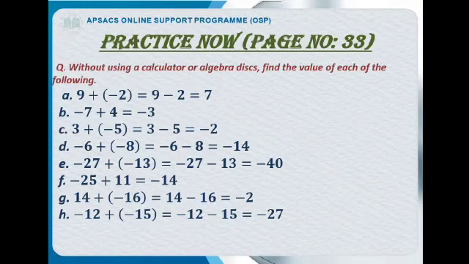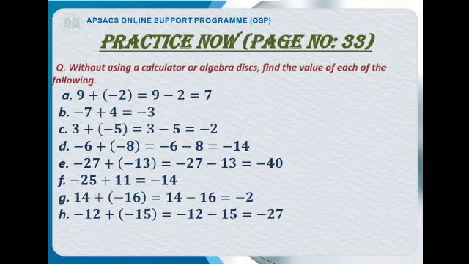Okay students, now we move forward to the practice now, which is on page number 33 of your book. The question is, without using any calculator or algebra disk, find the value of each of the following. These are the parts from A to H. So we have to simplify, or solve, or find the value. So A, 9 plus minus 2 is equal to what? First of all, we have to multiply this plus and minus. So plus minus is minus. So 9 minus 2 is equal to 7.